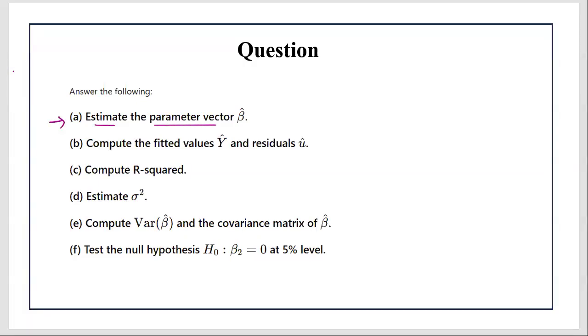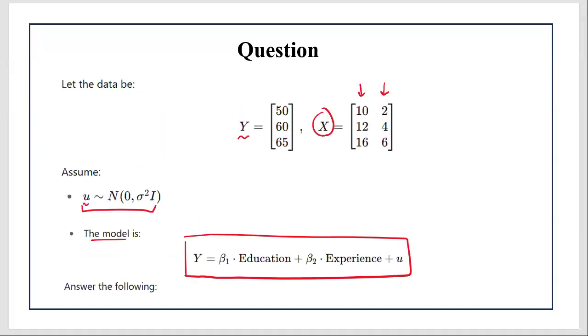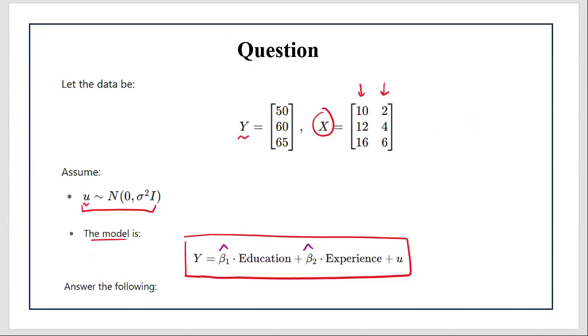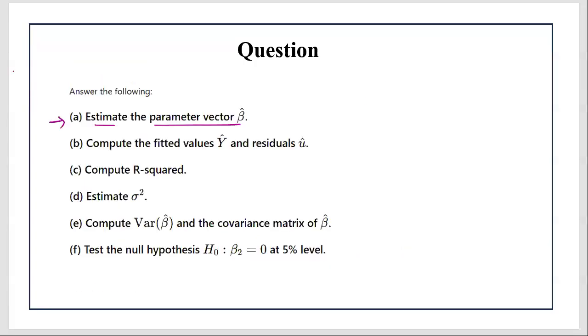It says, estimate the parameter vector, that is beta cap. You have two parameters, beta 1 cap and beta 2 cap, which is given by this beta cap vector, which is 2 cross 1 in dimension: beta 1 and beta 2. So basically, you have to estimate these two parameters using your data set and the given model.